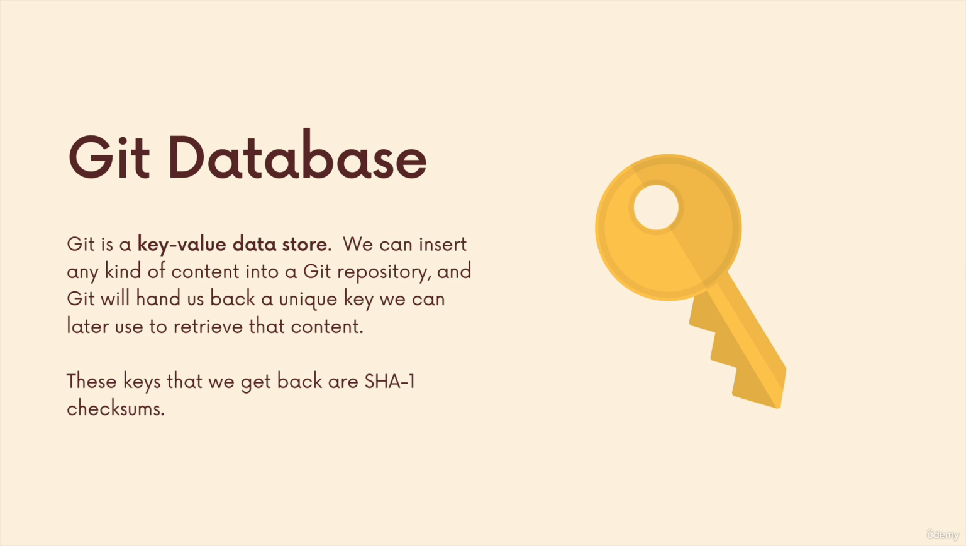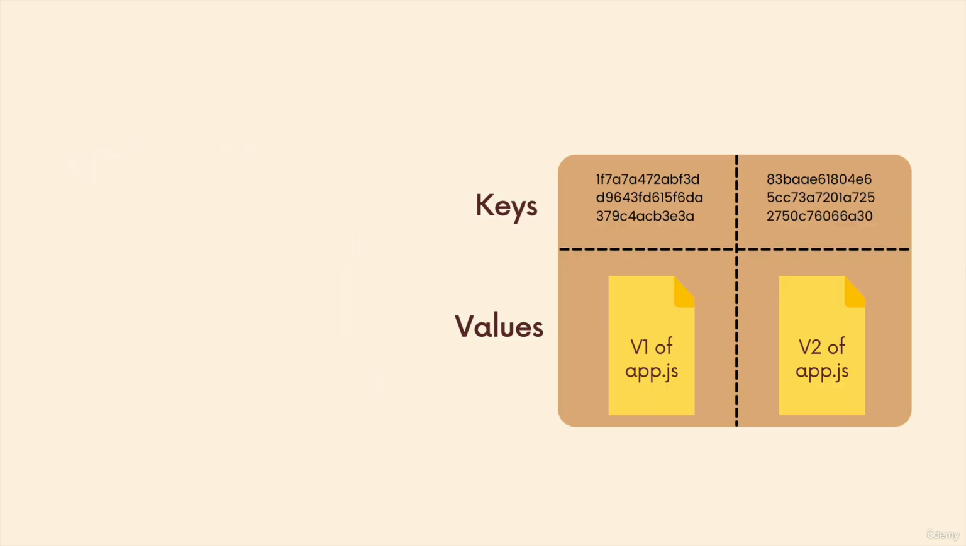Like if you ever go to a bar or a club or a concert venue, and there's a coat check, right? They take your coat, they give you a unique key that corresponds to your coat, and then later on you go back and say, hey, here's my key, give me back my coat, please. So the keys that we get back in Git are SHA-1 checksums, or the output of the SHA-1 hashing function.